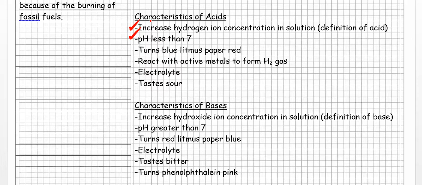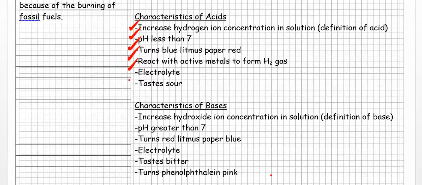Now, litmus paper is what we call an indicator. I'll show you this in the laboratory, and it tells us whether something's acid or base. But if it's blue litmus paper to begin with and it turns red, you're dealing with an acid. Next, they react with active metals to form hydrogen gas. So if you, for example, put zinc metal into an acid, hydrochloric acid, for example, it's going to produce hydrogen gas.